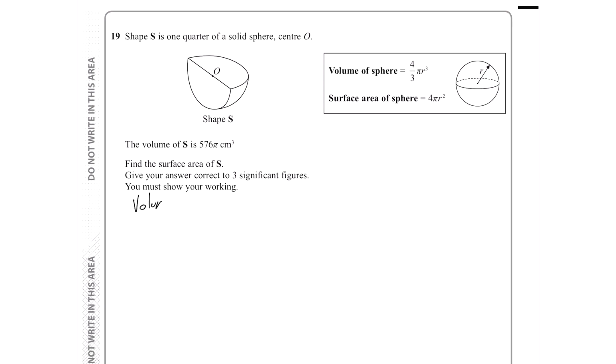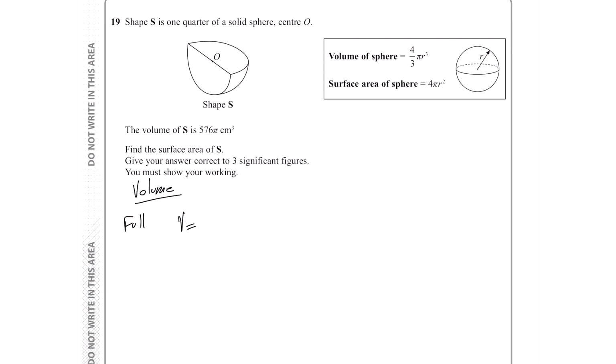If we start off with the volume, we know that the full volume is equal to, they've given us that, 4 over 3 pi r cubed, let me write that a little bit smaller so I can keep everything on the page. But for a quarter, the volume is going to equal 1 over 4 times that same volume. Because it's a quarter, we can cancel the 4s out, so that leaves me with volume is equal to 1/3 pi r cubed for a quarter sphere.